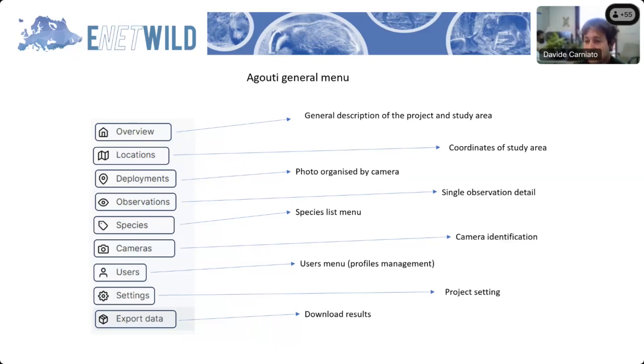There is something to put in the settings, like the type of artificial intelligence that is used to classify photos, and other things useful to have more precise information about the project. And then, last but not least, the exported data. That is the menu where you can download information after classification and analysis of the photos.